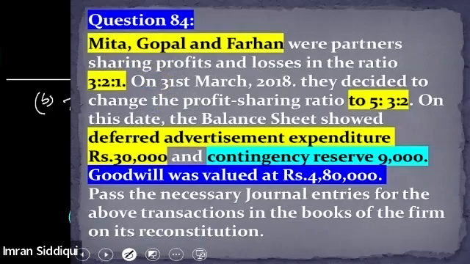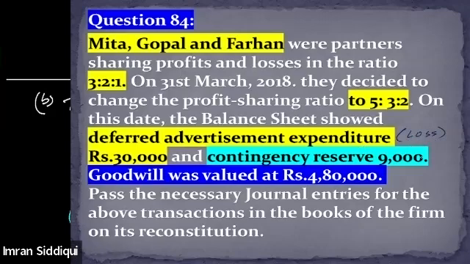Question number 84. It says Meeta, Gopal and Farhan were partners sharing PSR in the ratio of 3:2:1. Their new PSR is 5:3:2. The balance sheet is showing the following balances. In the balance sheet, we have deferred advertisement expense. I must have already discussed with you earlier that deferred advertisement expense is a kind of loss. You have to treat this as a loss. Just like general reserve is a profit, deferred advertisement expense is a kind of loss. So deferred advertisement expenditure is being shown in the balance sheet.